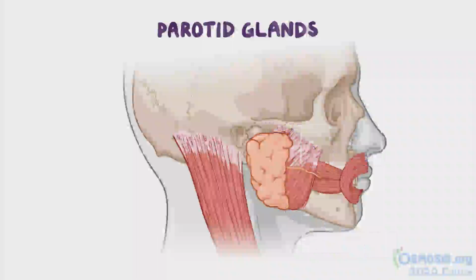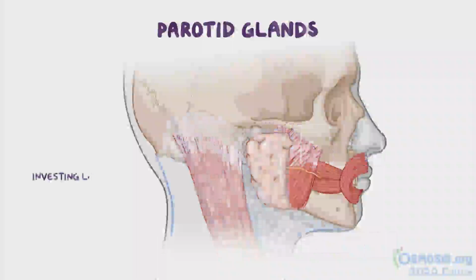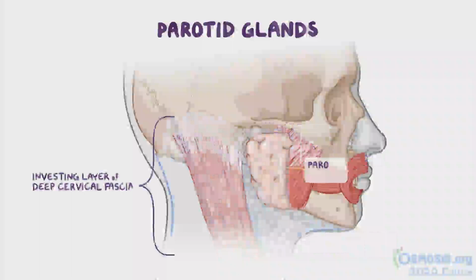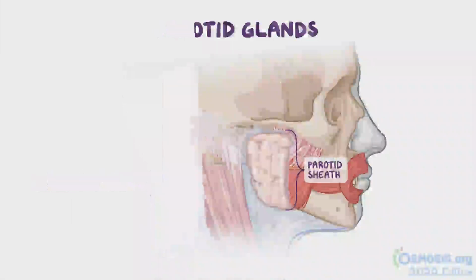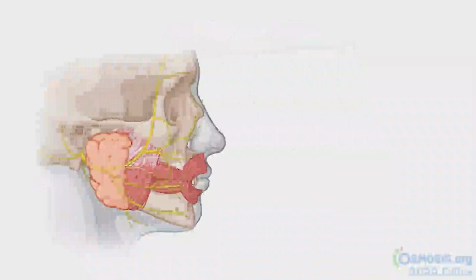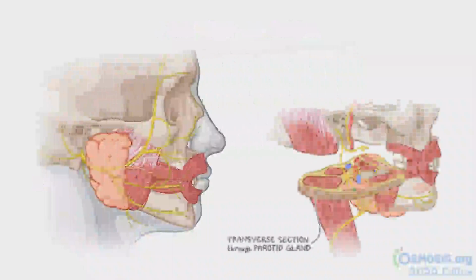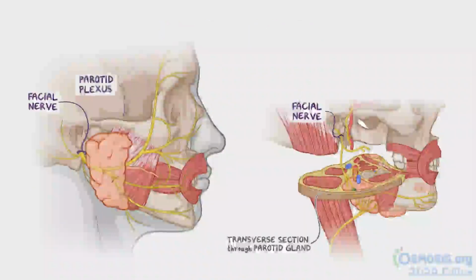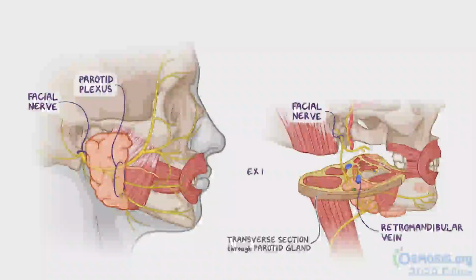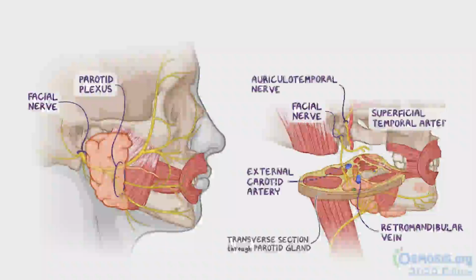The parotid gland is surrounded by a protective sheath derived from the investing layer of the deep cervical fascia called the parotid sheath. Now, a number of structures are closely associated with the parotid gland. First, the extracranial portion of the facial nerve passes through the parotid gland and forms the parotid plexus. Although it is embedded within the gland, the parotid plexus does not innervate it on its way to the muscles of facial expression. It also encloses the retromandibular vein and the external carotid artery. The auriculotemporal nerve and the superficial temporal artery can also be found traversing the superior part of the parotid gland.